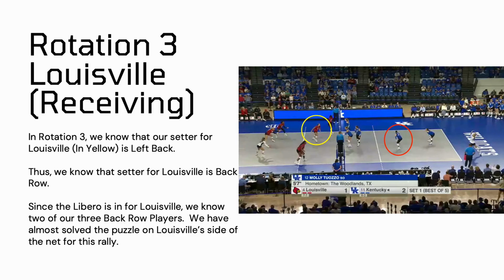You notice a pattern starting to develop here in rotations 1, 2, and 3. In rotations 1, 2, and 3, we know that our setters are going to be back row. And if our libero is in for these particular rotations, notice that even before the first referee beckons for serve, we have already solved part of our puzzle. We should know 2 of our back row players. Now it's just a matter of identifying the 3rd remaining back row player.